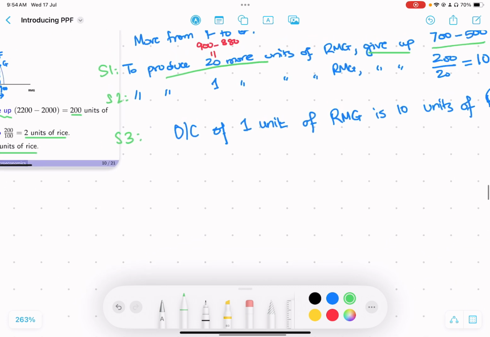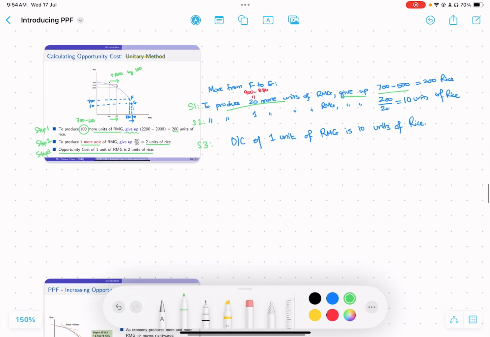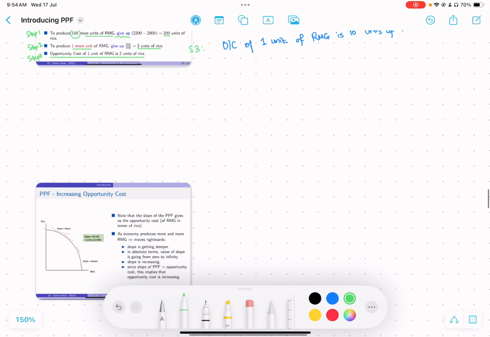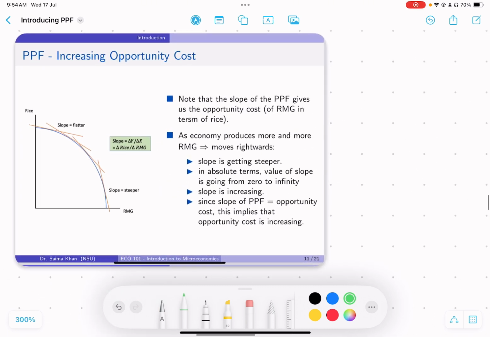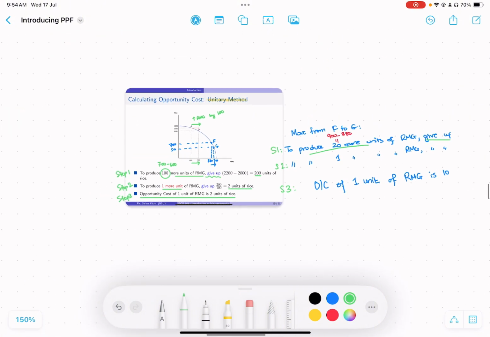Okay, so that ends our discussion on how we can use the unitary method to calculate the opportunity cost using the PPF. I'm going to end this video here, and in the next discussion, we are going to look at why opportunity cost increases as you're moving rightwards, right? As the country is going more towards producing RMG, you can see that the opportunity cost actually increases. And we show that by calculation, right?